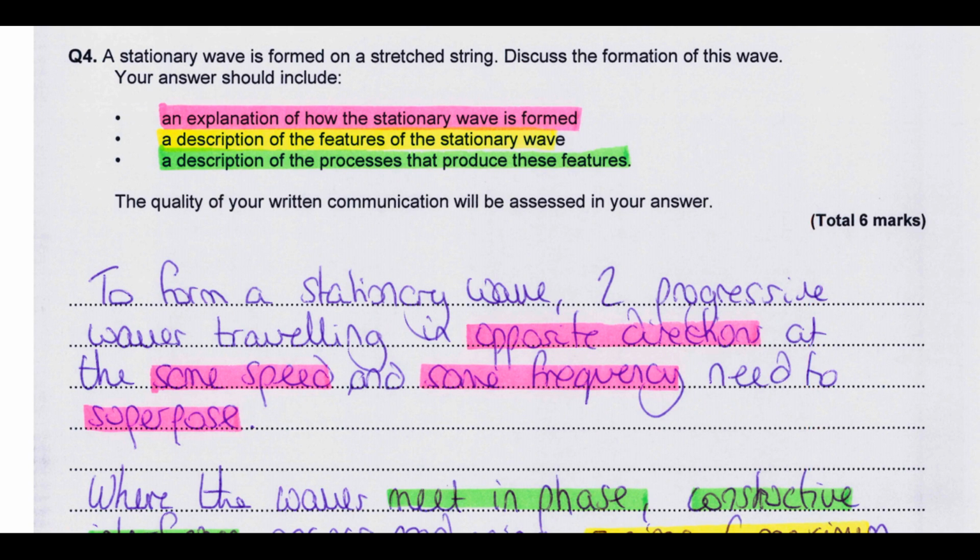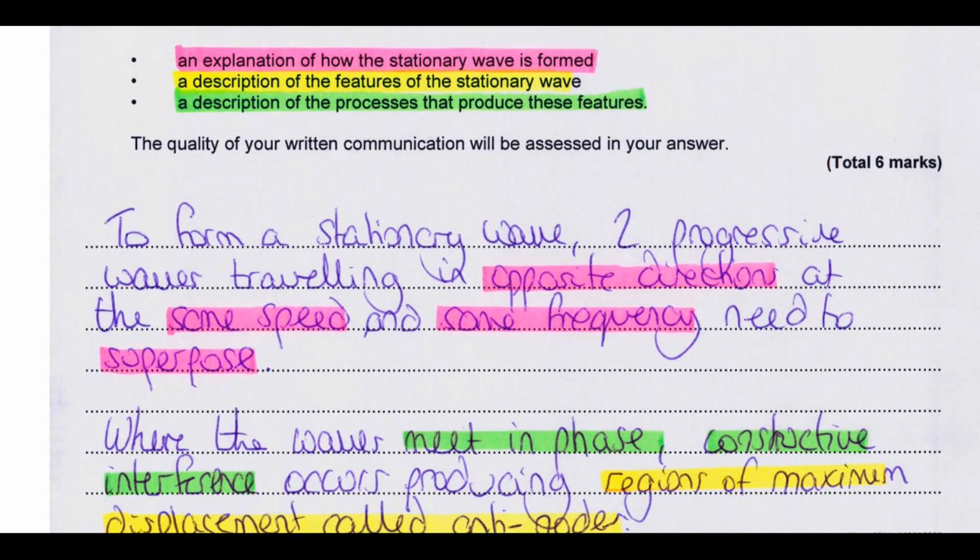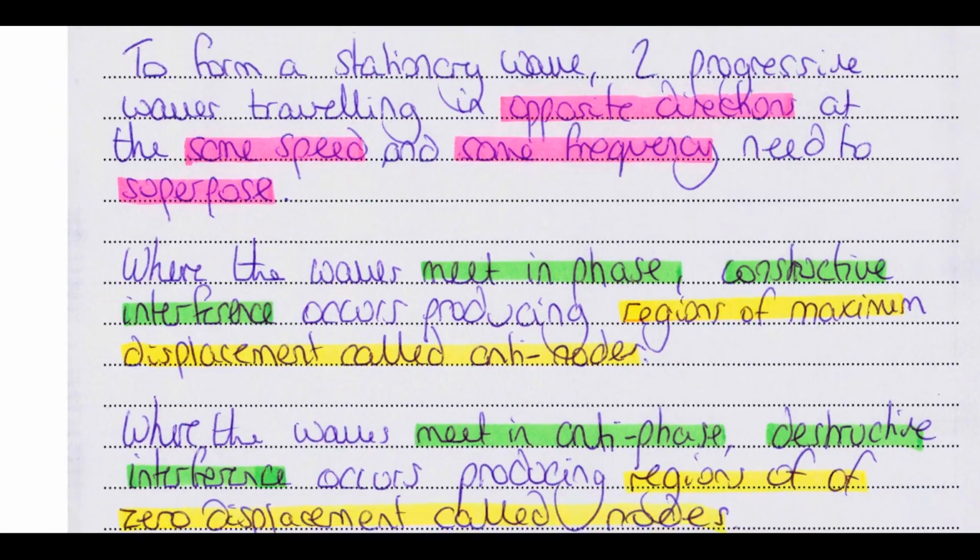So the key thing is it's formed from 2 progressive waves. They have to be traveling in opposite directions at the same speed and have the same frequency, and they need to meet or superpose in a certain location. There are many scenarios in which you can have 2 things traveling in opposite directions at the same speed and frequency, but will never meet because they're traveling parallel to each other. So it's important that you illustrate that these waves need to meet. Okay, so that's how you actually form a stationary wave.